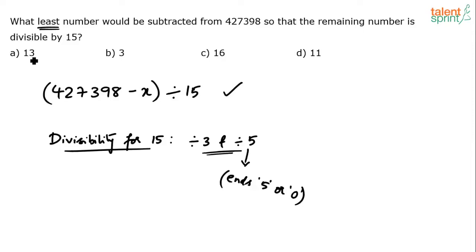Now, suppose you subtract 13. See, I'm going by options. The only way is to go by options. Simple is to go by options, right? Least number to be subtracted from that. Or you have to consider all the multiples of 15 and then come as close as possible to 427398 to check what the number is. But just go by options.